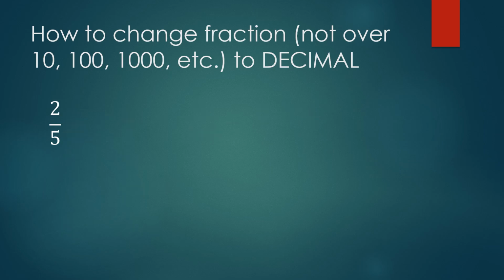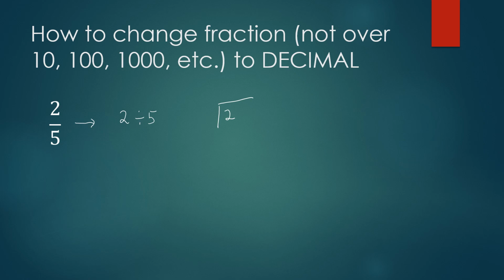Now, there is another way of changing a fraction whose denominator is not 10, 100, or 1000 into decimal, and that is through division. We have here the fraction 2 fifths, and this is the same as the expression 2 divided by 5. So if you have trouble identifying what number to multiply with the denominator to make your denominator 10, 100, or 1000, another option is to use division. We divide the numerator by the denominator, and that is written this way. Sorry, it must be 5.